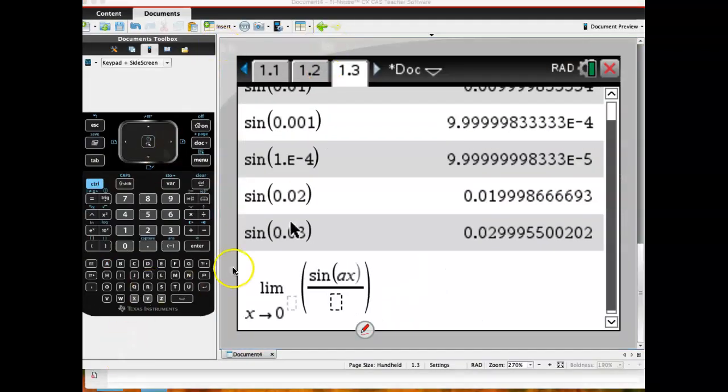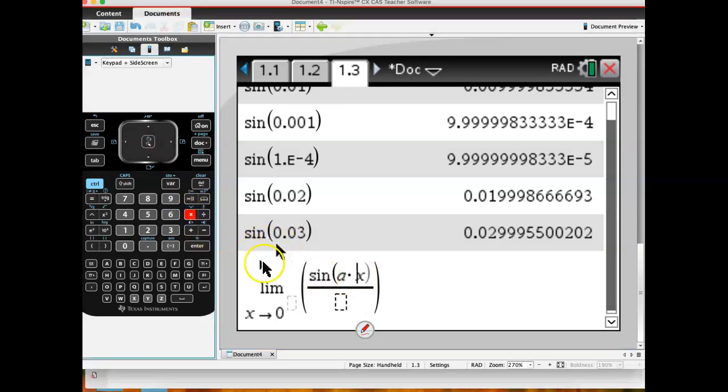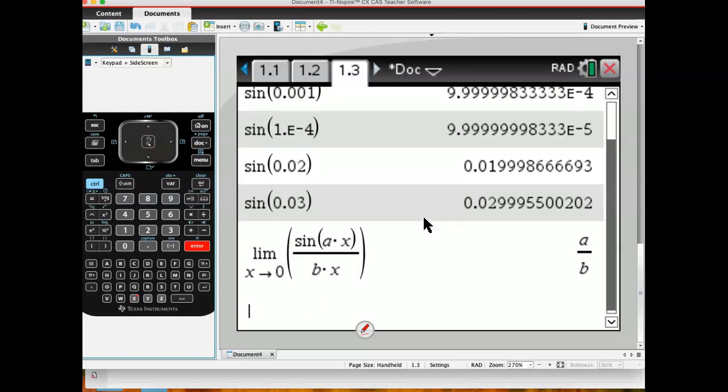Okay, it came back. I don't know what I did, but I have to make sure I separate these to make sure it's not seeing multiple variables. And then if I put a B and I put a times x in there, it will give me my limit of a over b. I can type any of these limits into my calculator.